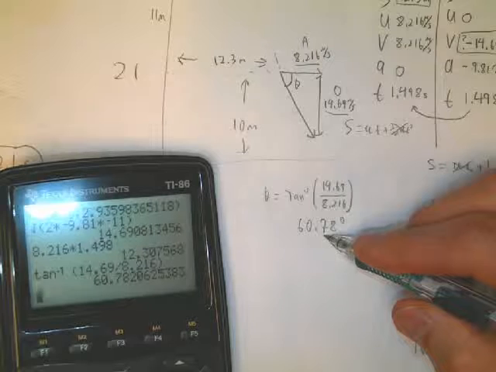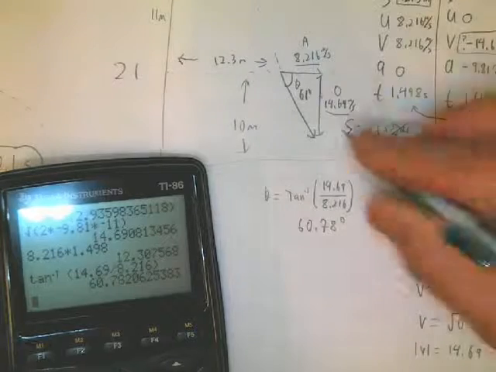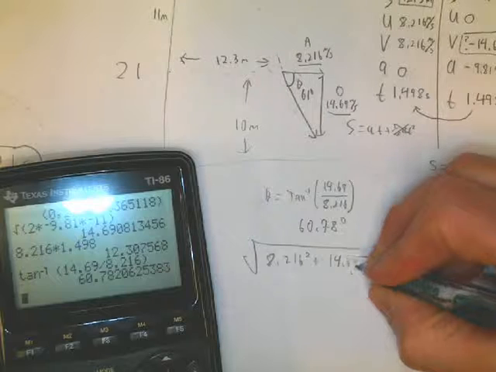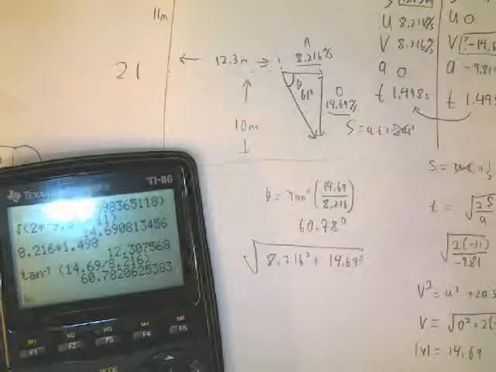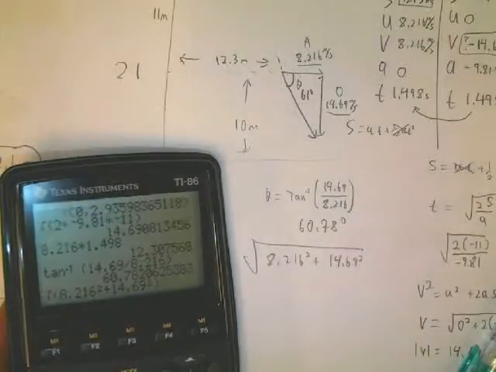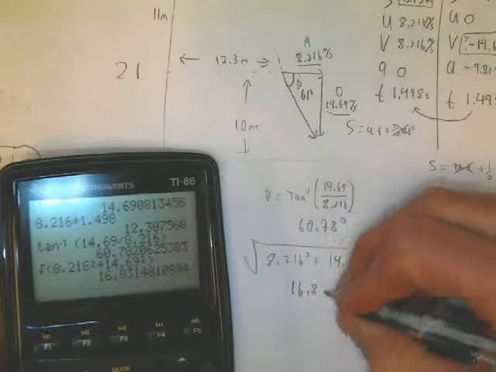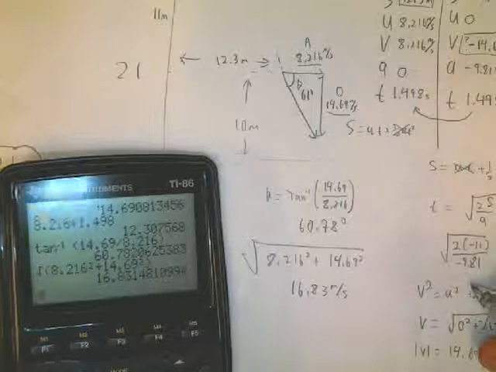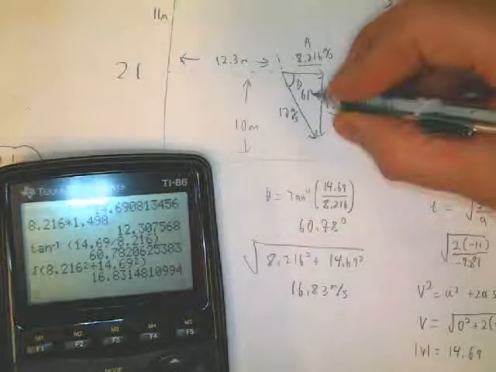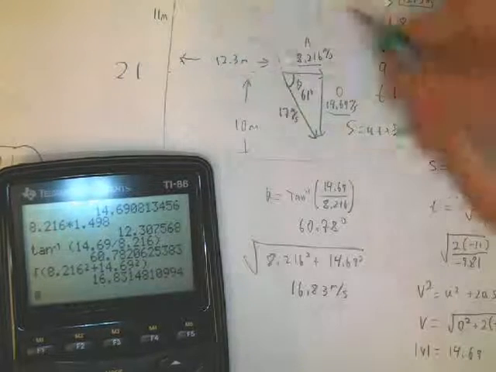And then the hypotenuse is the square root of 8.216 squared plus 14.69 squared. Be very careful of putting the minus signs in there. It's the same hypotenuse, but your TI calculator might not get it right. In your calculator, it looks like this. 16.83. And if we only have 2 sig figs, we would have to say that this is about 17 meters per second, 61 degrees below horizontal, like that. And that is our velocity. Our position is 11 down, 12.3 over. And that's that.